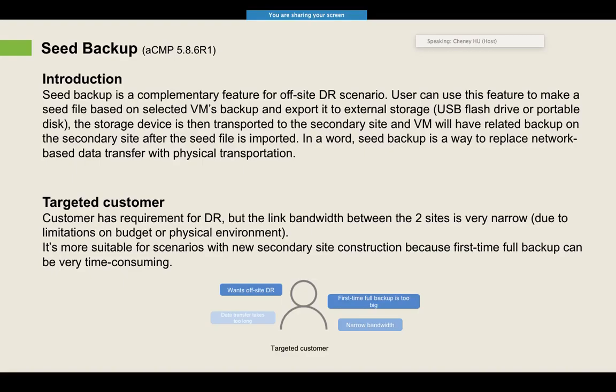two sides. And of course, because this is a complementary feature for disaster recovery, we're targeting customers who have disaster recovery requirements, and they have limited budget for their link construction between the two sides. Then seed backup will be a very good solution for the first time backup data transmission.